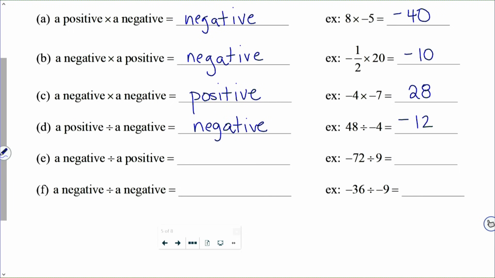A negative divided by a positive, well, that's going to also be a negative because they're mixed signs. Negative 72 divided by 9 is going to be a negative. 72 divided by 9 is 8, so it's going to be negative 8. And finally, a negative divided by a negative is a positive. When we have the same sign, we get a positive when we multiply or divide. Negative 36 divided by negative 9 is going to be positive 4.